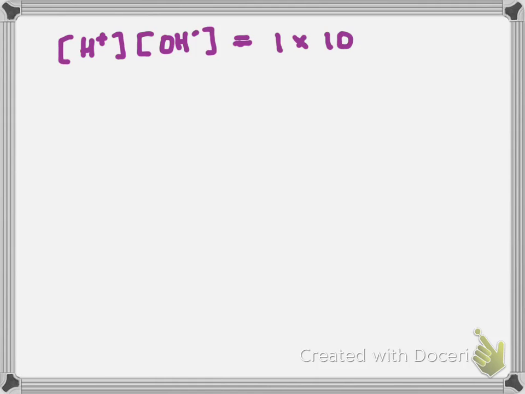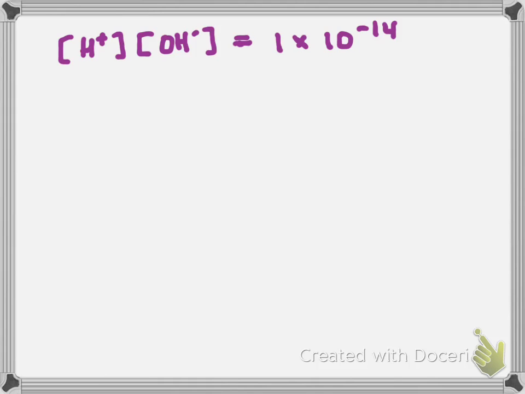This is part two of the pH calculation lesson. I have a couple more equations I want you guys to be familiar with. One of them is the hydrogen ion concentration times the hydroxide concentration. They always multiply out to a constant, or the Kw of water, of 1 times 10 to the negative 14th power.